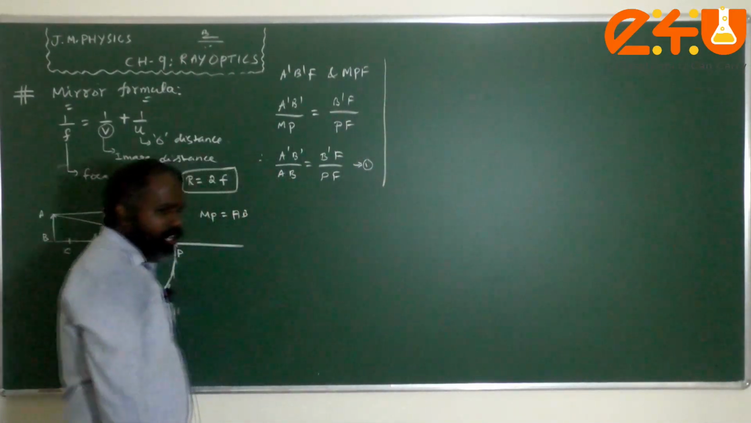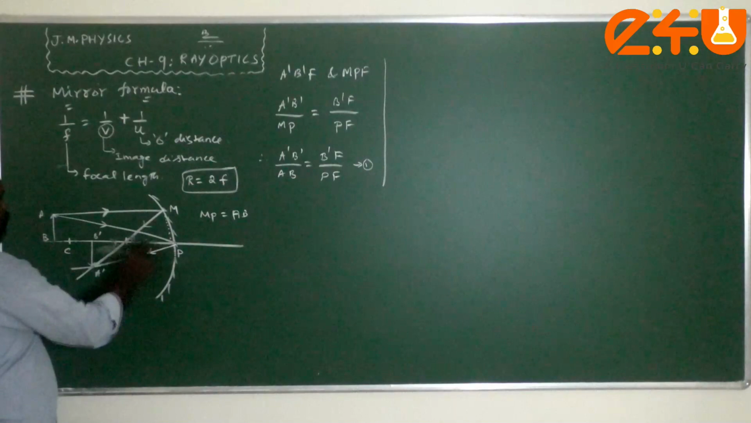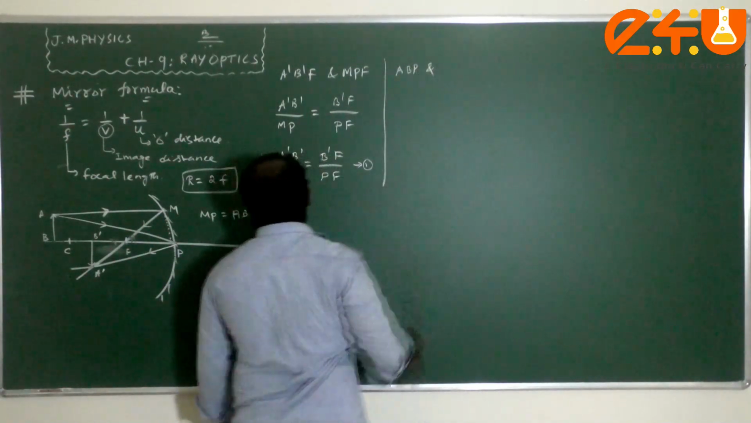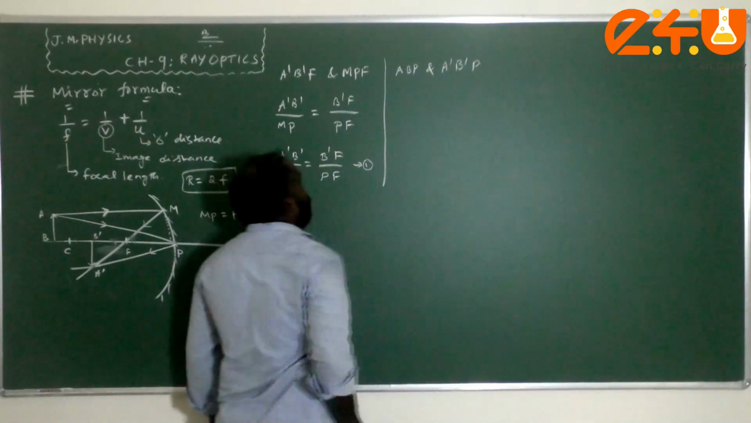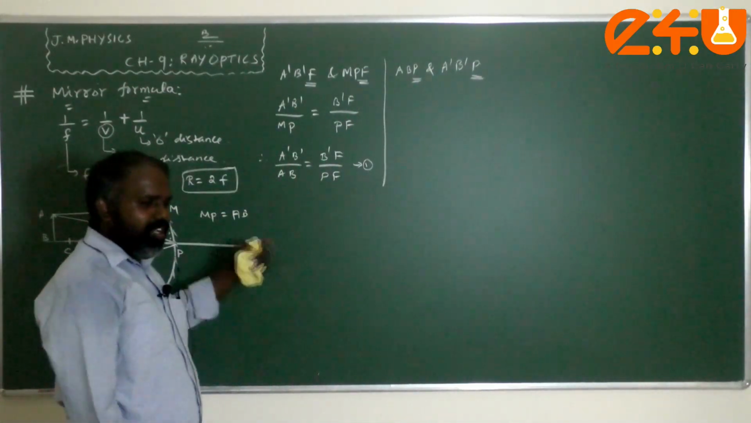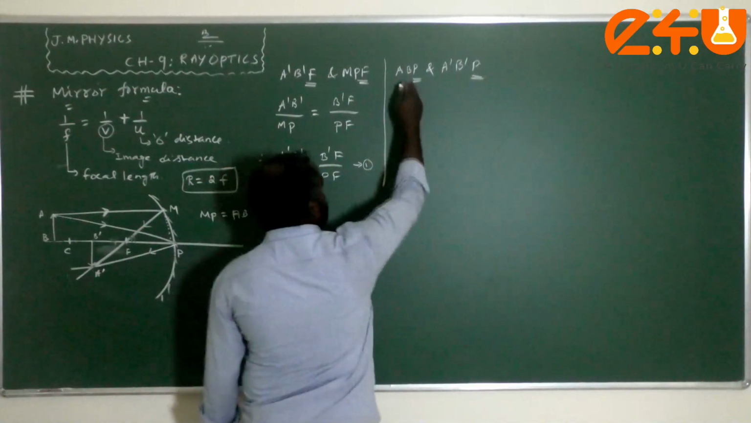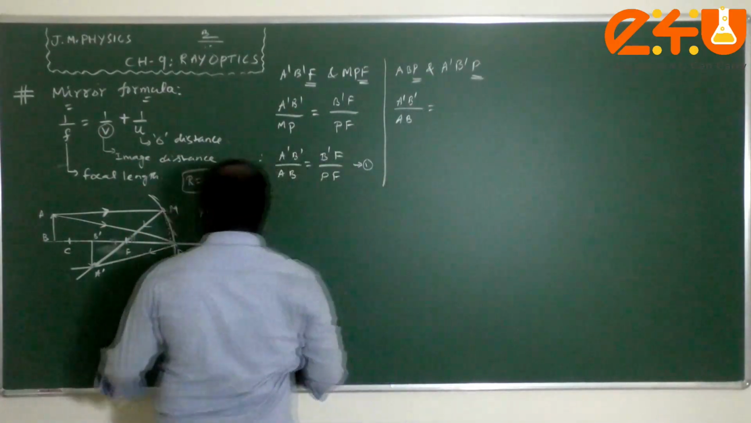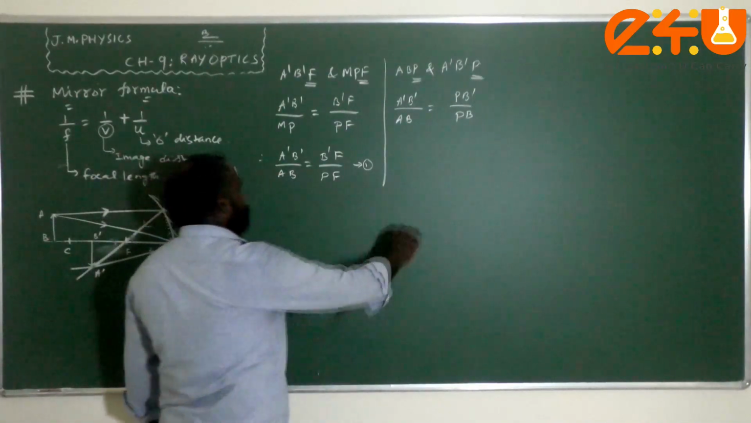Similarly, the other set of triangles is about the point P: the triangle ABP and the triangle A dash B dash P. So one triangle is about F, and another triangle is about the pole of the mirror. This is just for derivation; keep in mind the steps we must do. Again, vertical height by vertical height: A dash B dash divided by AB is equal to horizontal distance by horizontal distance, that is PB dash divided by PB. So this is equation number 2.